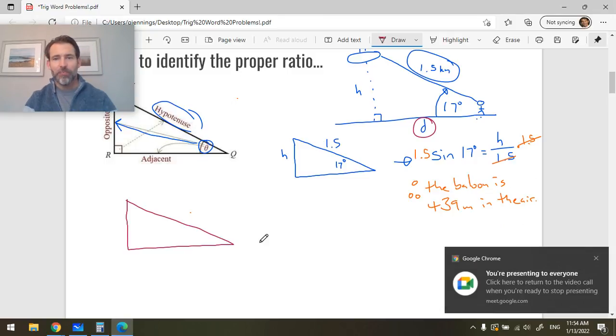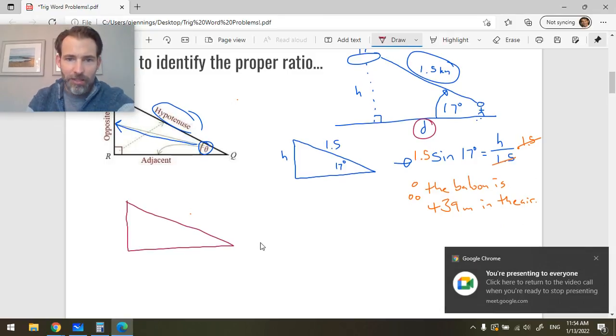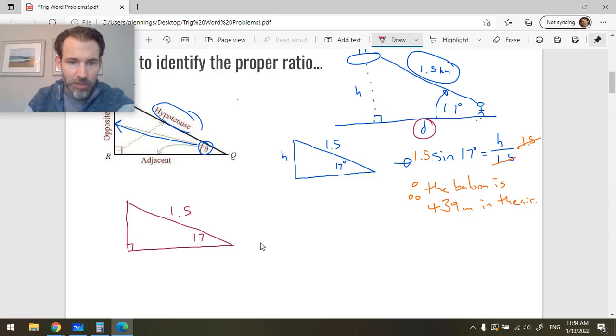Okay, let's keep going. So here's our diagram, and it's still a right angle triangle. It's still 1.5 kilometers there, and this is still 17 degrees. But if I'm solving for D, then I'm looking at the adjacent side, and I want the trigonometric ratio that relates adjacent to hypotenuse. So CAH, SOH CAH TOA. Cosine is adjacent over hypotenuse. So I can write down the cosine of 17 degrees is equal to D over 1.5. Adjacent over hypotenuse.